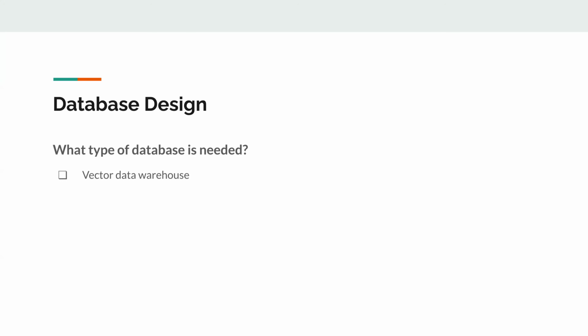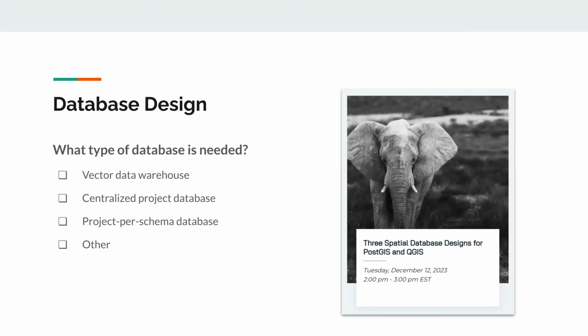We have the vector data warehouse, which is just grab everything and put it into one database. A centralized project database where we have these centralized layers and then maybe individual schemas per project. And then we have a project per schema database where we replicate the same project structure within the database. And there's other things. There's sort of a mix and match of these things. If you're interested in database designs, we did a fairly recent webinar on the subject where I presented these 3 types of databases and talked about how we structure these for different types of clients.